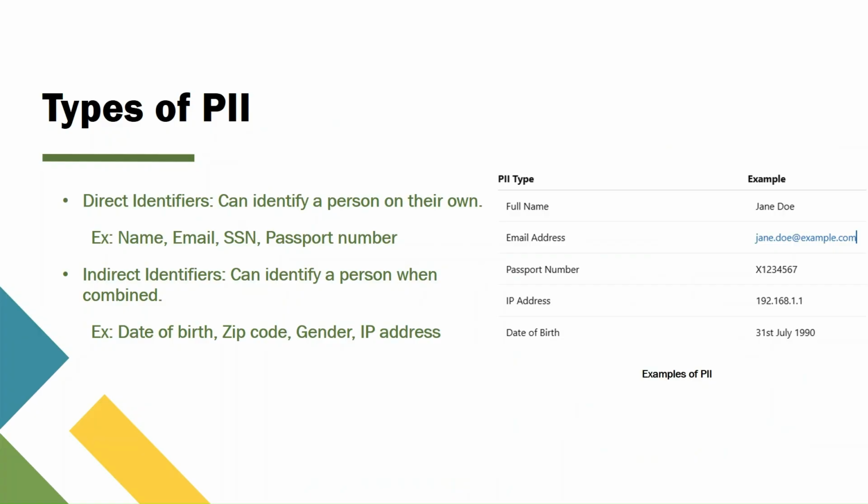There are two types of PII. One is direct identifiers and the second one is indirect identifiers. Direct identifiers can identify a person on their own, for example, full name, email address, or passport number. Whereas indirect identifiers are those with which we can identify a person when we combine several identifiers, such as date of birth, zip code, gender, and IP address, etc.